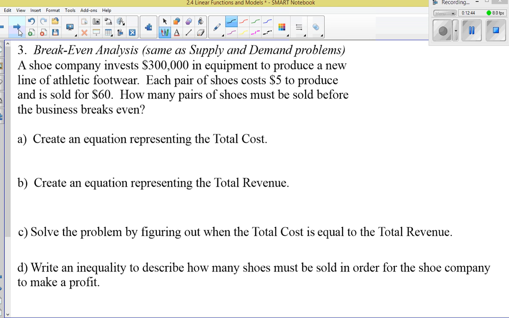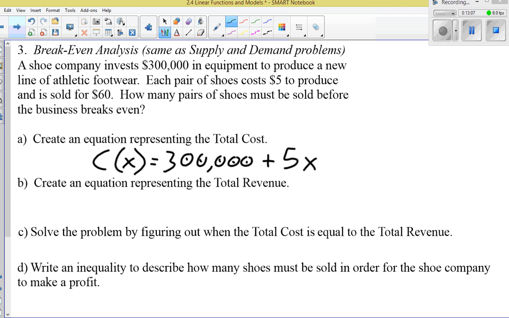First part is to create an equation representing the total cost. I'm going to use C(x) as my function, representing cost. So I have my initial cost of $300,000 setup, plus $5 per shoe I make.